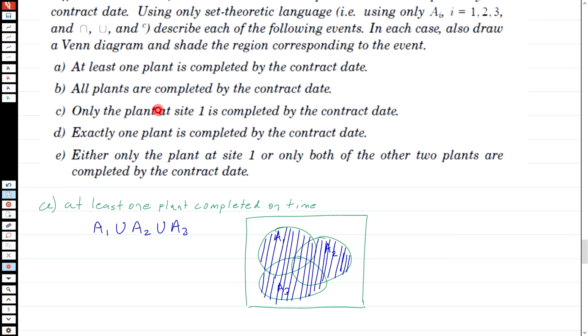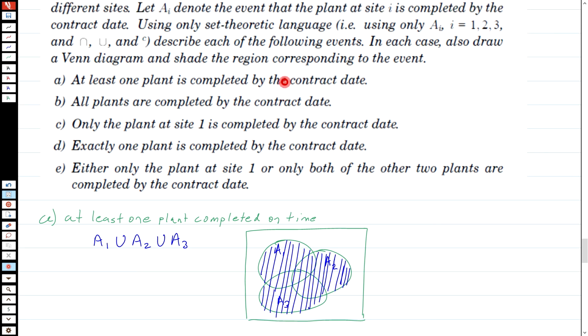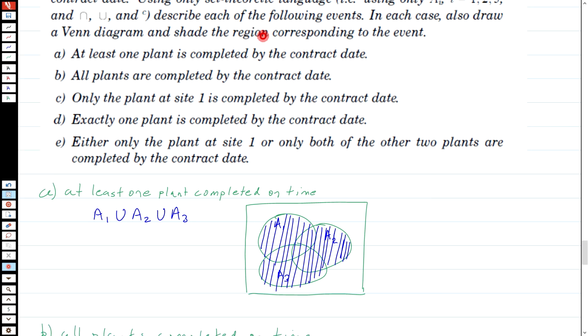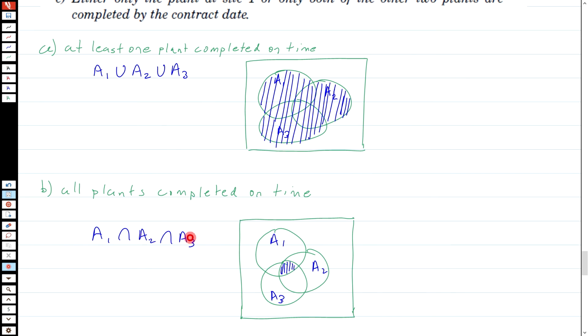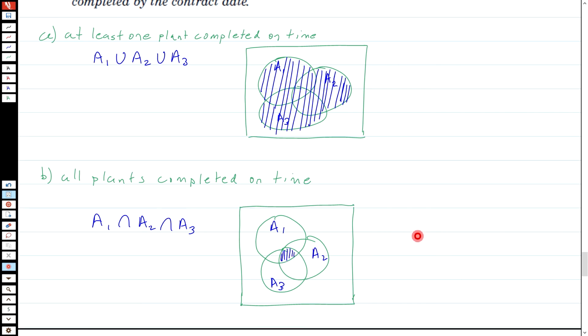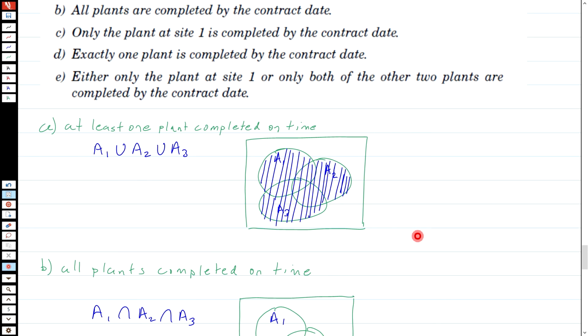What's the next one? All plants are completed by the contract date. Well, now we have to have all 3 of them completed on time. So it's got to be A1 and A2 and A3, if Ai is the event that it's completed on time. And there means intersection. So we write this as A1 intersection A2 intersection A3. And in our Venn diagram, the location where all 3 of them take place is the intersection of all 3 circles. What's the next one?